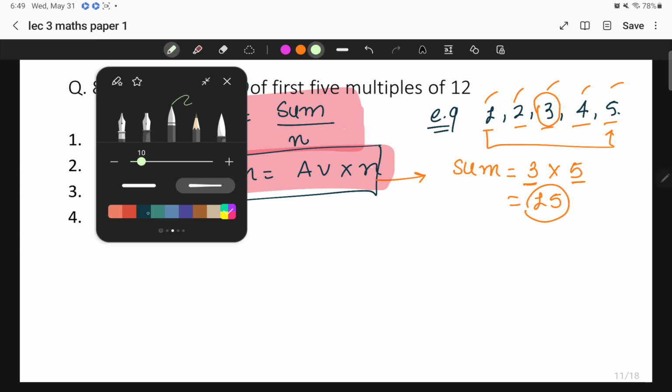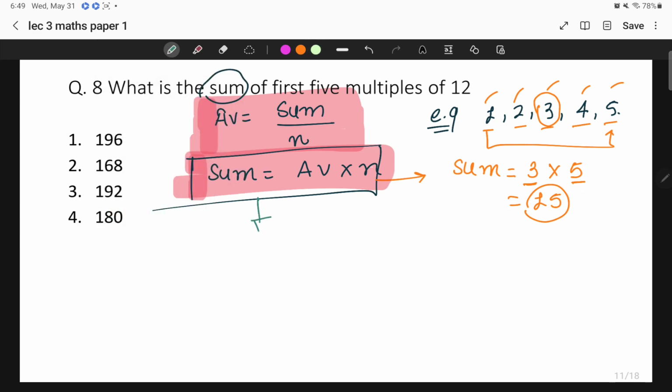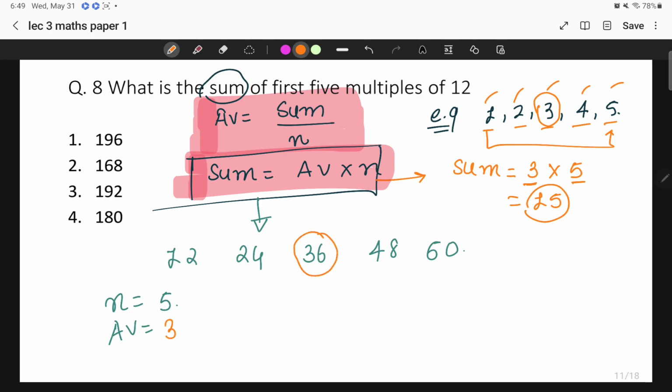Okay, so look here now. What are the multiples of 12? The multiples of 12 are: 12 ones are 12, 12 twos are 24, 12 threes are 36, 12 fours are 48, 12 fives are 60. Okay, how many numbers are there? There are total 5 numbers. So the value of n will be 5. Okay, what will be the value of average? I have told you that average is the middle number. So what is the middle number for this? Middle number is 36. So the average will be 36.